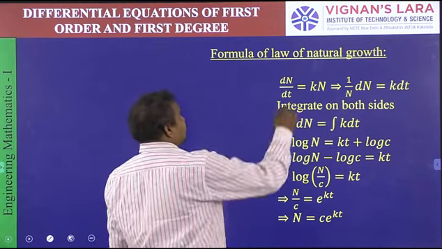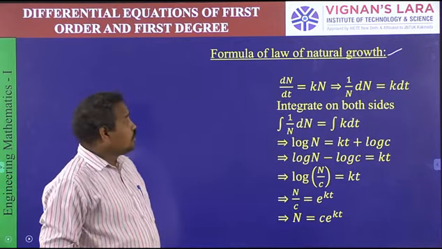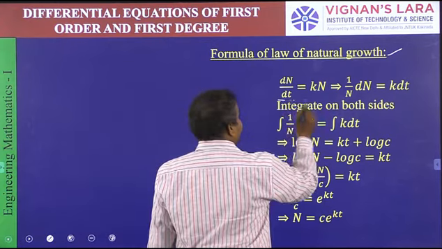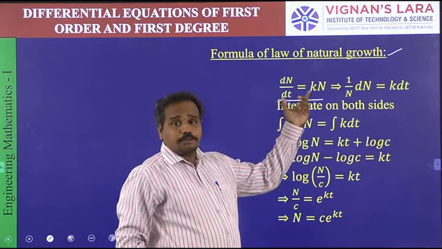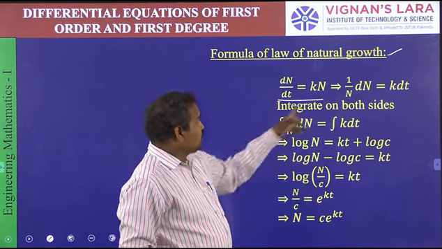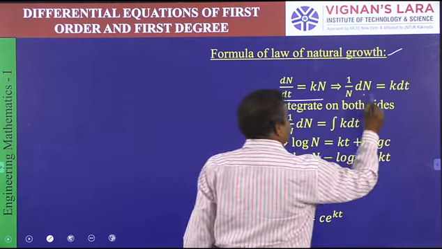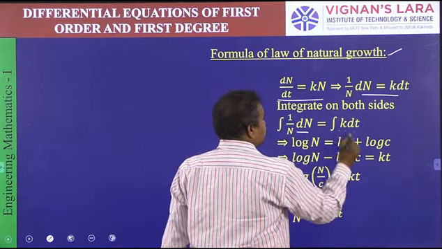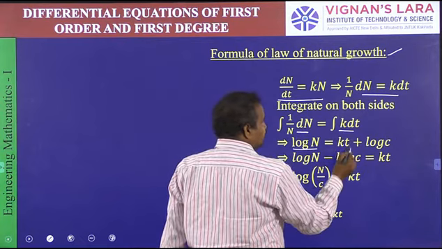See this, the formula for the law of natural growth. What is the law of natural growth? dN by dt is equal to k into N. So use the variable separable method for the solution of this. Bring this N to this side, dt to the right hand side. 1 by N into dN is equal to k dt. Integrate on both sides. Integration of 1 by N with respect to N is log N. k into integration of 1 is t.